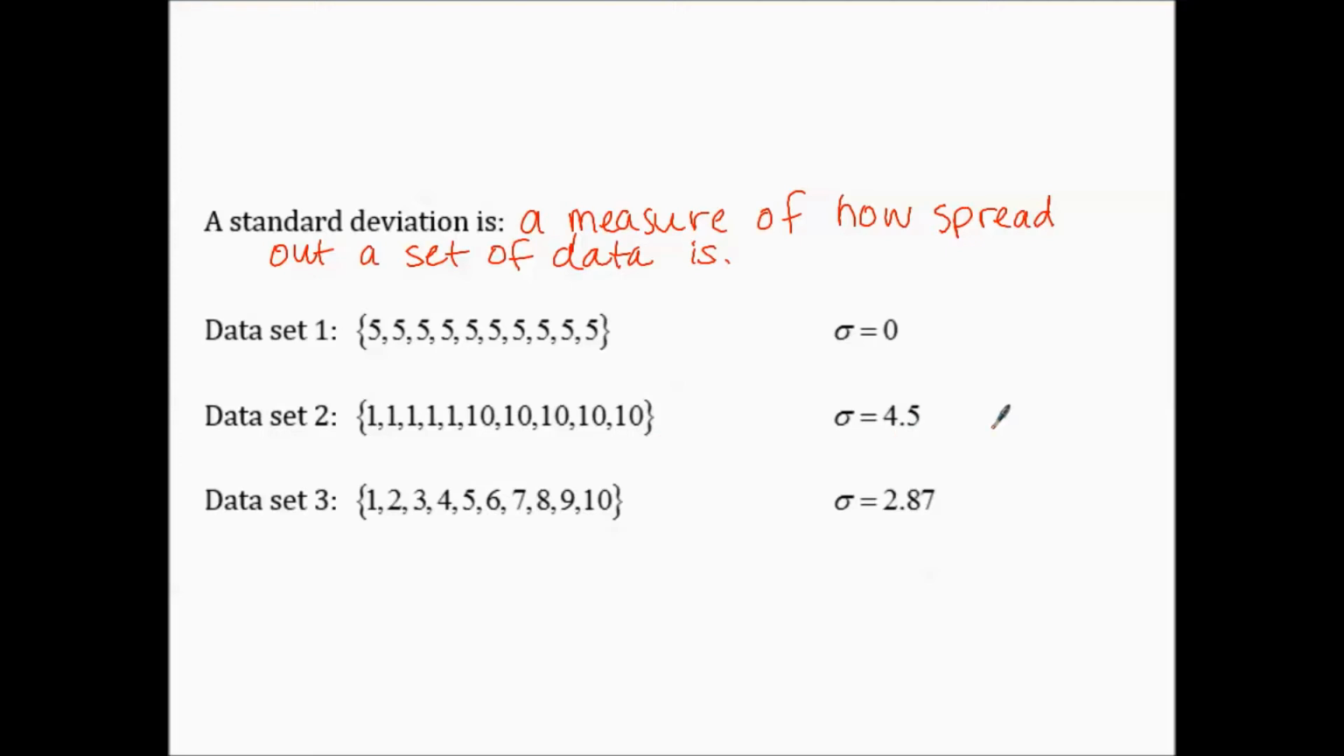in and of itself doesn't tell us very much, but when you compare that with data set 3, that has all of the numbers from 1 to 10, and if you calculate the standard deviation, you get 2.87, that tells you that data set 2 is more spread out than data set 3, which is more spread out than data set 1. So data set 2 is the most spread out of these three, and data set 1 is the least spread out.